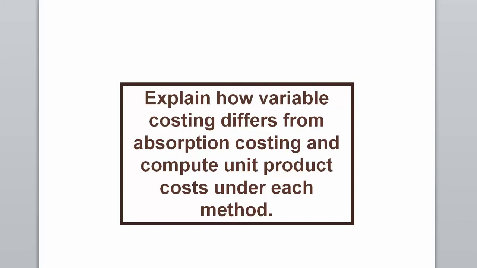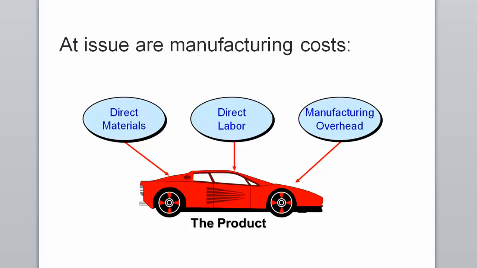In this video, we're going to explain how variable costing differs from absorption costing, which is required by GAAP. We're going to compute unit product costs under each method and then prepare income statements under both methods as well. At issue is the treatment of manufacturing costs.